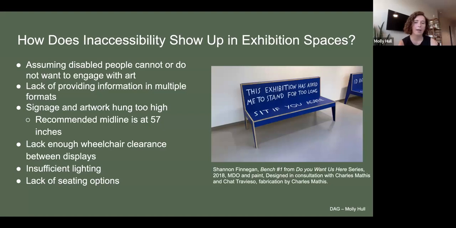So the bench in the right-hand corner of your screen is a bench by the artist Shannon Finnegan. It's painted a deep blue with white lettering that reads, "The exhibition has asked me to stand for too long. Sit if you agree." This bench is part of a series that advocates for physical accessibility within the gallery space that traditionally has minimal seating options.